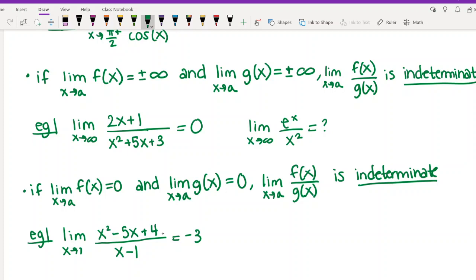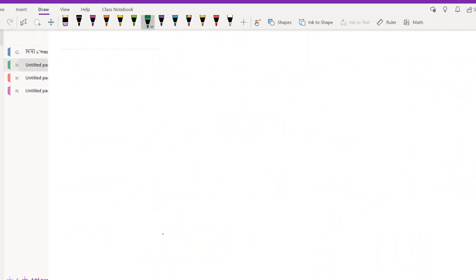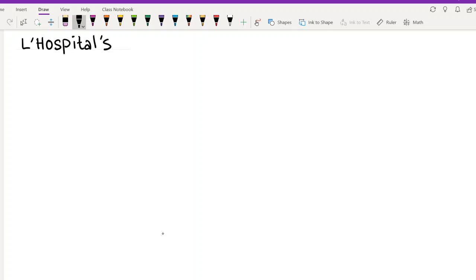Okay, so next thing we're going to do is introduce this rule that's called L'Hôpital's Rule. So it looks like it says hospital, but it's actually pronounced l'hôpital. L'Hôpital's Rule is basically a rule that allows you to take limits of indeterminate forms.